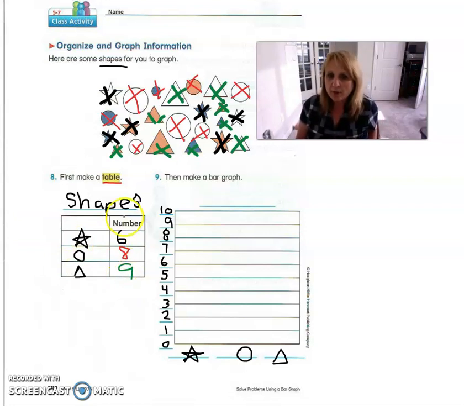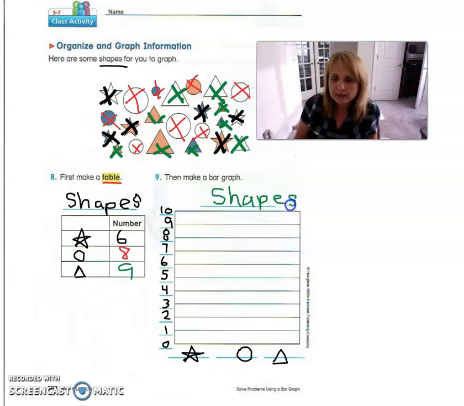Okay, so now we need to use this information that we have. We call this information data, or some people say data. It means the same thing. We're going to use this data that we have, and we're going to make a bar graph out of it, okay? And we're going to title our bar graph the same name as our data chart. Shapes.